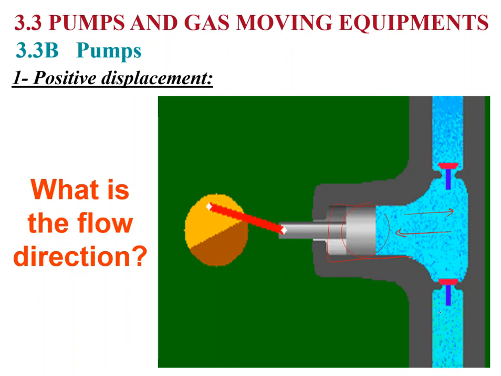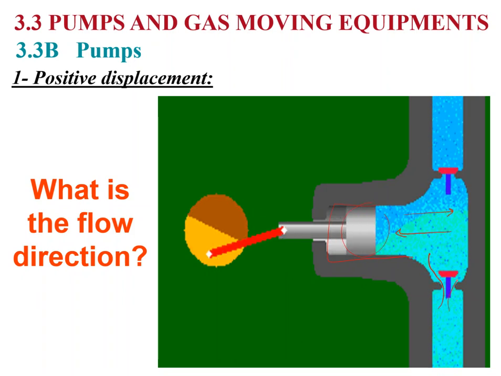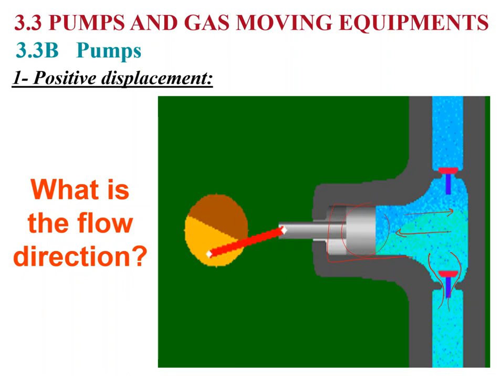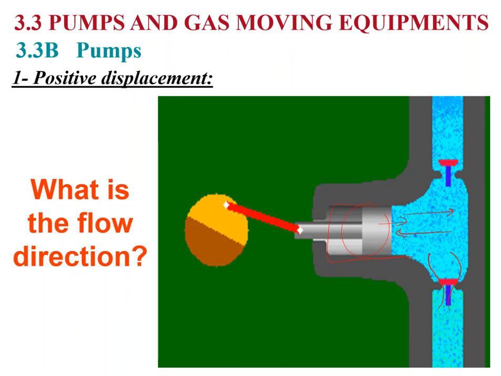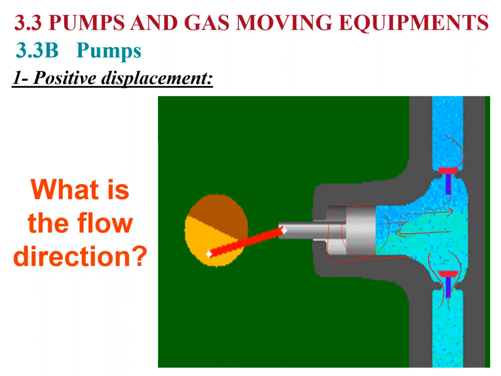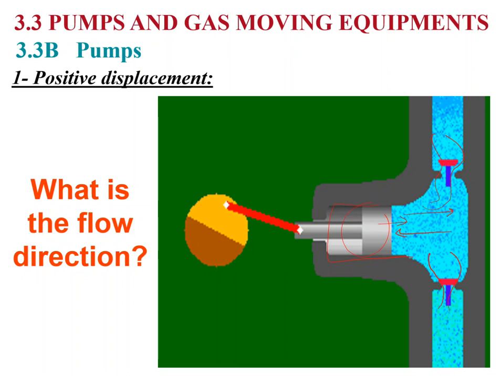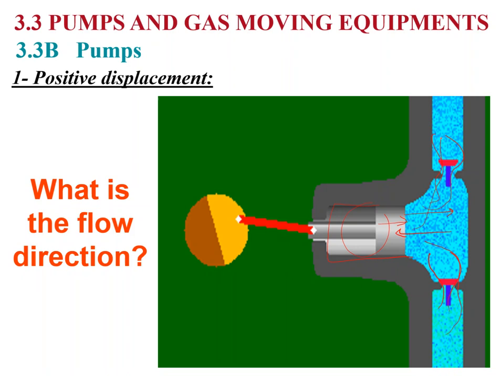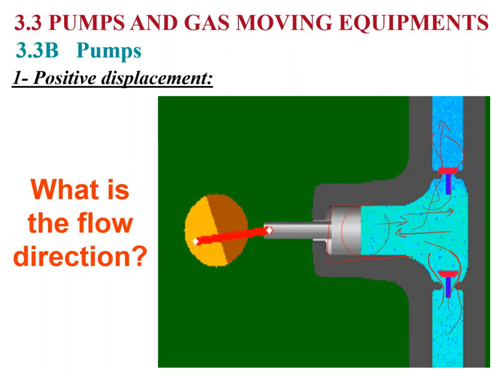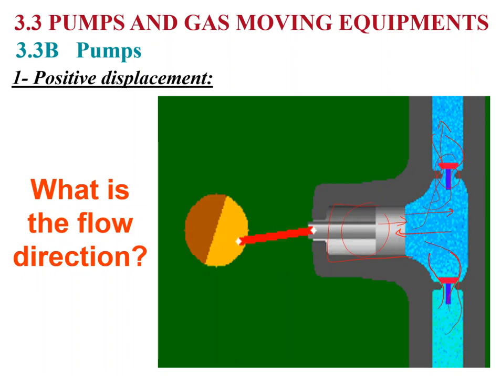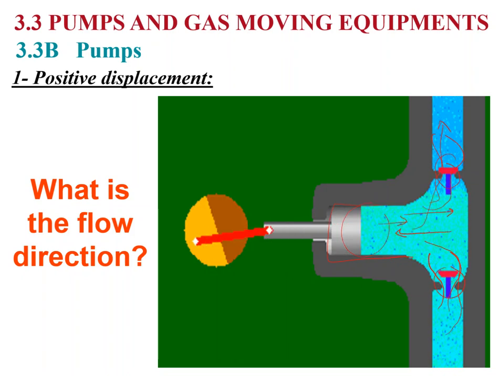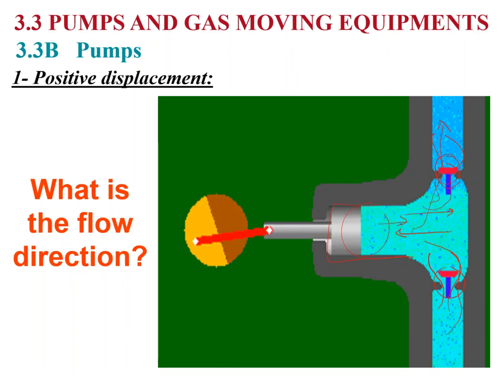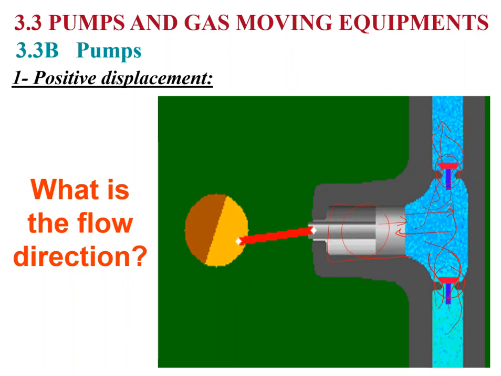In the suction cycle, the fluid goes here when the piston goes back. And then in the compression cycle, the fluid is going this way. So whenever I have suction, the fluid comes from down. Whenever I have compression, the fluid goes up. And you can see the movement of those valves. Whenever this is open, this one is closed, and vice versa. So what is the flow direction here? It is from down going up.